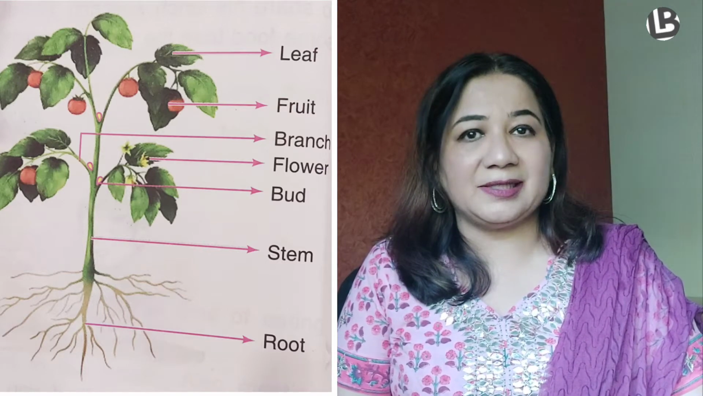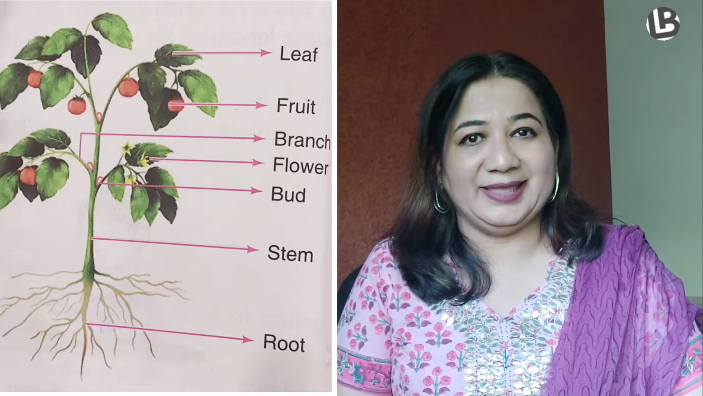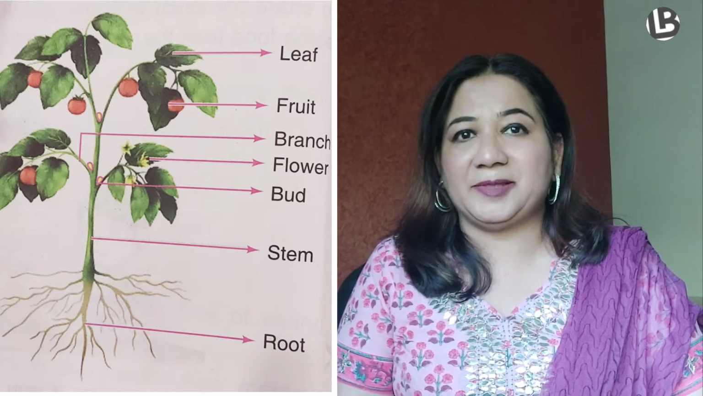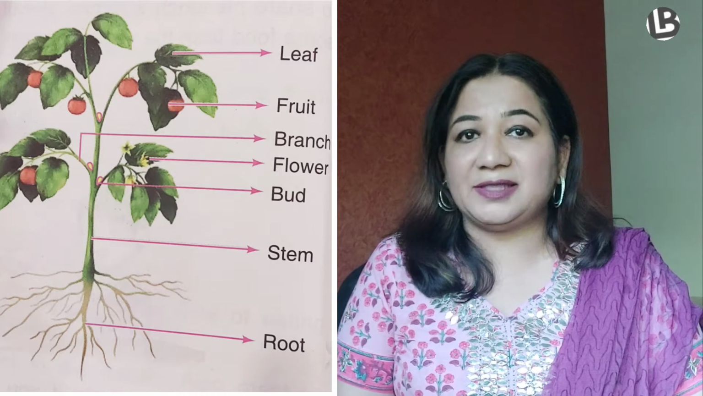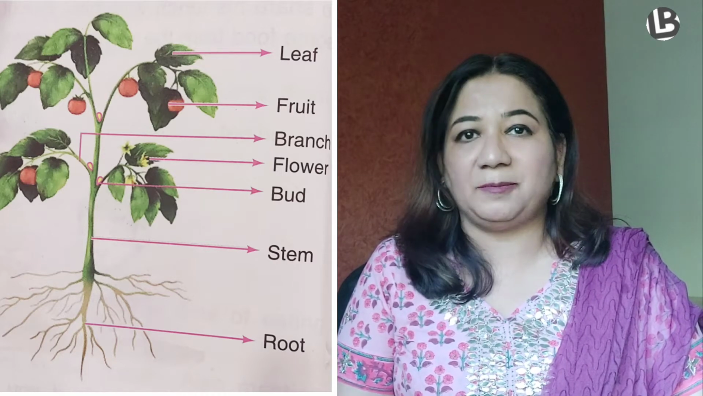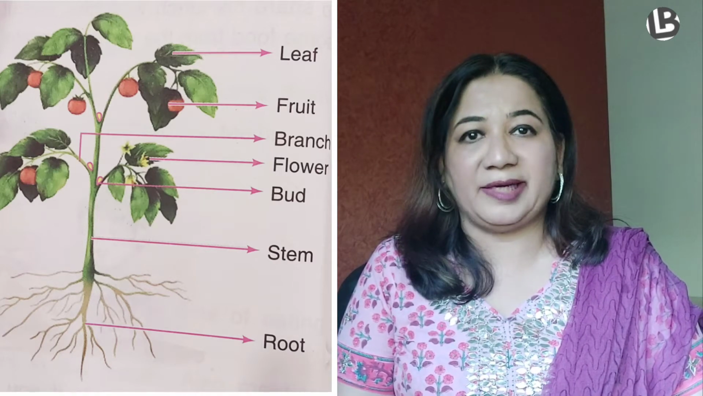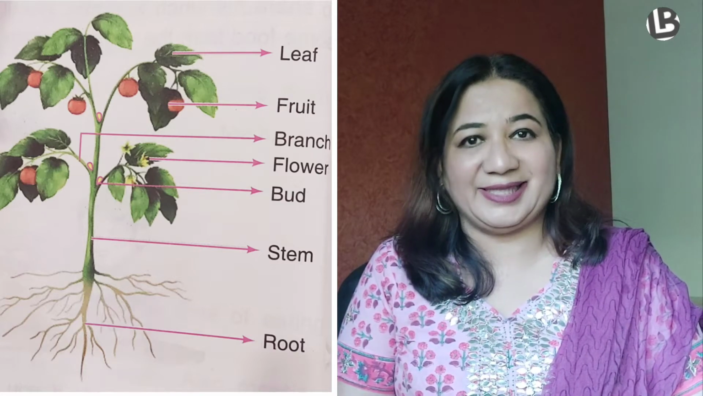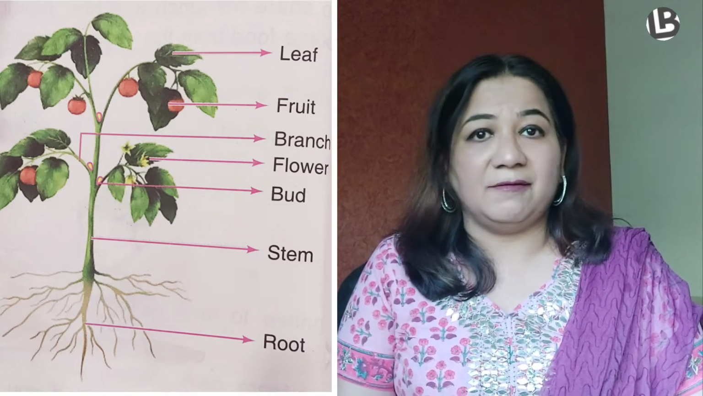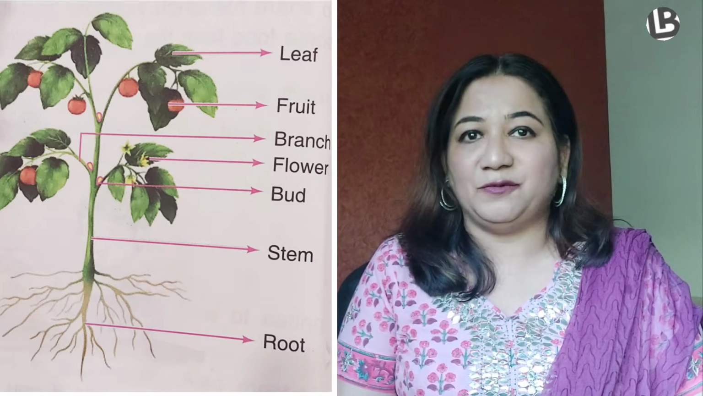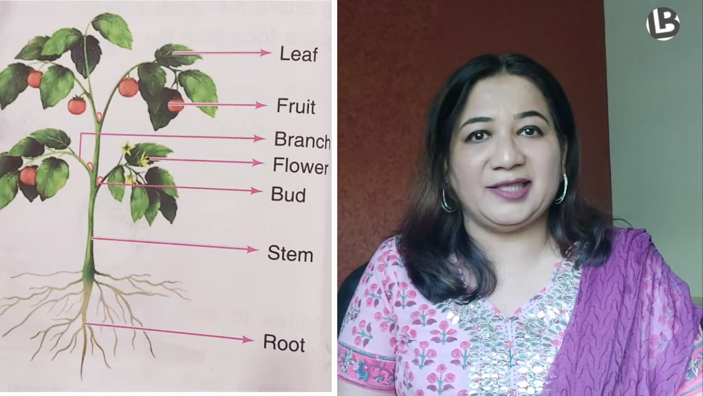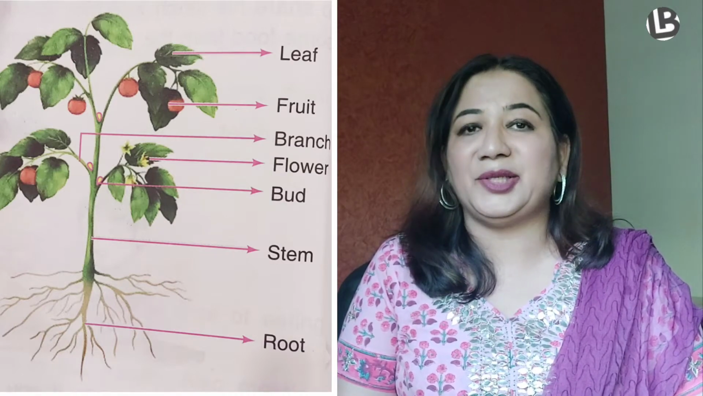Root fixes the plant in the soil. Stem. Stem supports the plant and keeps it upright. Leaves are the food factories of the plants. They help in preparing food for the plant by the process of photosynthesis. Now flowers convert into fruits which bear seeds and which finally germinate into a new plant.